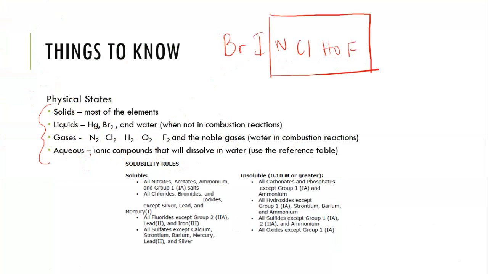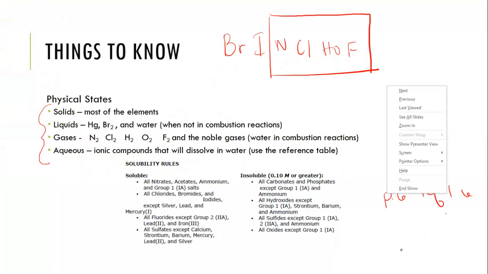So how do you figure out if an ionic compound will dissolve in water or not? We use these solubility rules. It's on page 6 of your reference table. If you go to your reference table, page 6, you'll see this little set of solubility rules. So what you do is you identify it by the end.